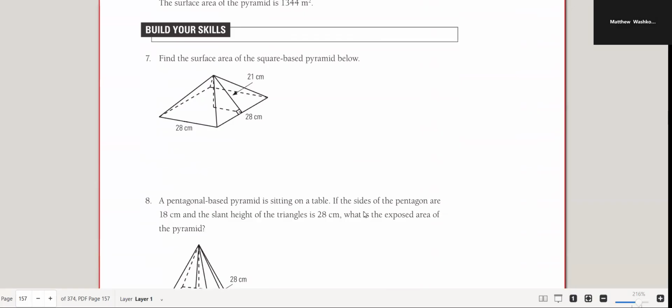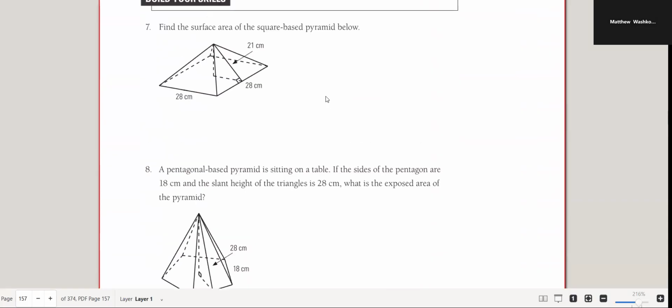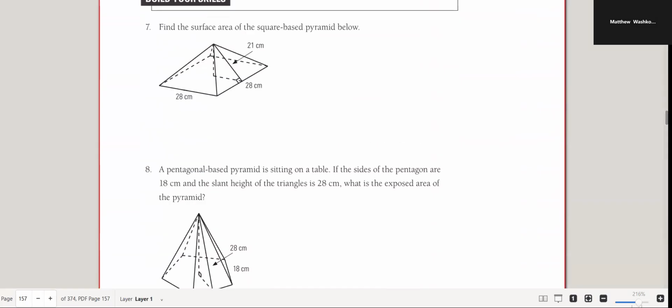So I'm going to get you guys to do the same thing for these ones. Try and do question 7 here, right? You know how to find the area of a triangle. You know how to find the area of a square. And just add them up. And I'll give you the answers in a second. So try that just for question 7. We'll talk about question 8 in a second.